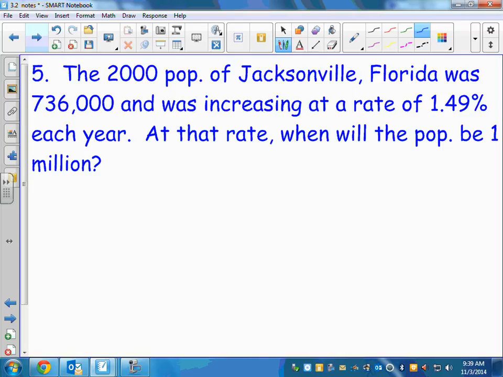Okay, so now I can ask you to write your own equation and answer a question about it. So it says the 2000 population of Jacksonville, Florida was 736,000 and was increasing at a rate of 1.49% each year. At that rate, when will the population be 1 million? So step one is we want to write our equation. Step two, we want to see when it equals 1 million. And we could do it the same way that we did before where we just kind of guessed and checked. But we also could use some graphing calculators and get an answer that way, which maybe we can look at.